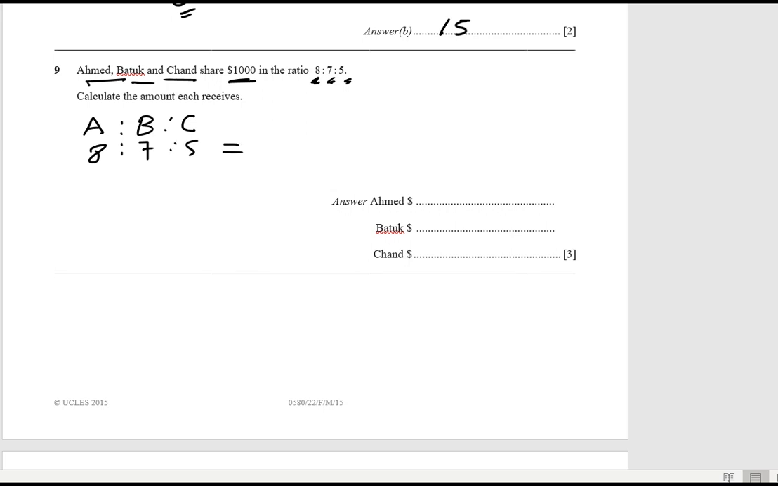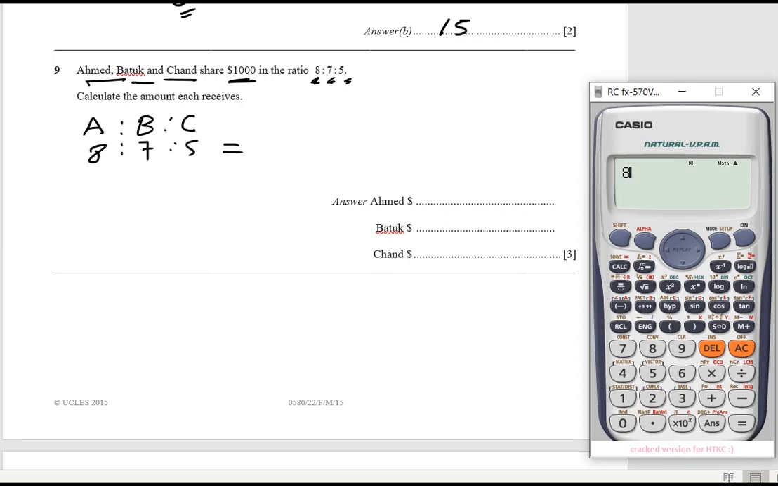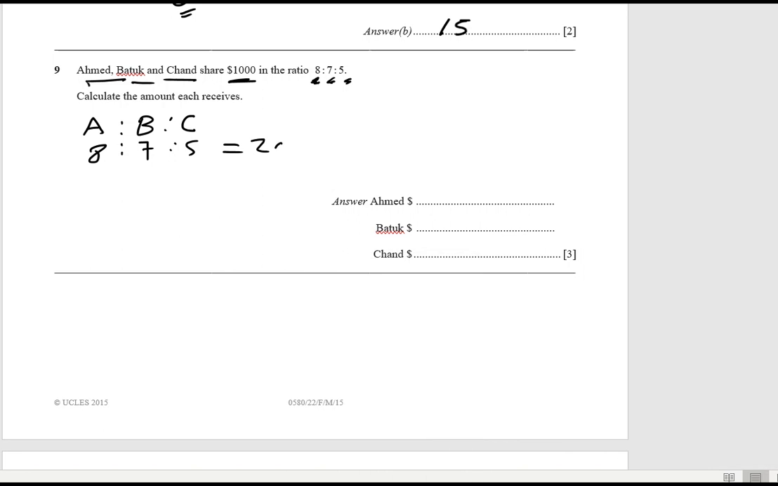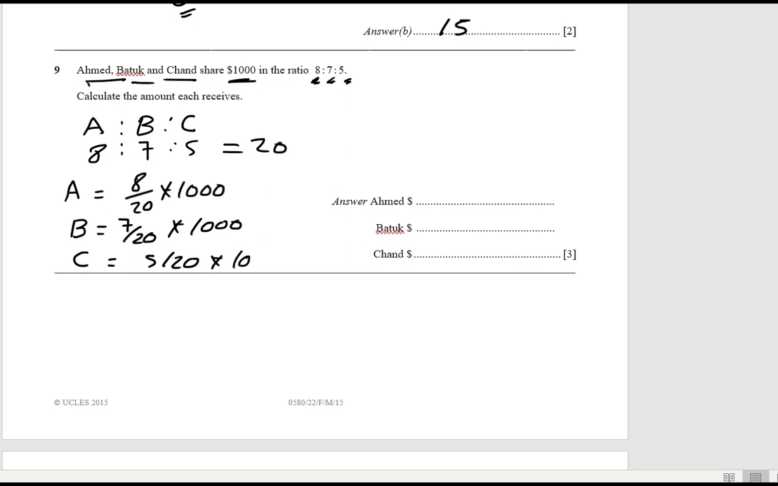The summation here, 8 plus 7 plus 5, is equal to 20. So the amount of A will be 8 divided by 20 multiplied by 1000. For B, it will be 7 divided by 20 multiplied by 1000. For C, it will be 5 divided by 20 multiplied by 1000. This is the amount of each one of them.